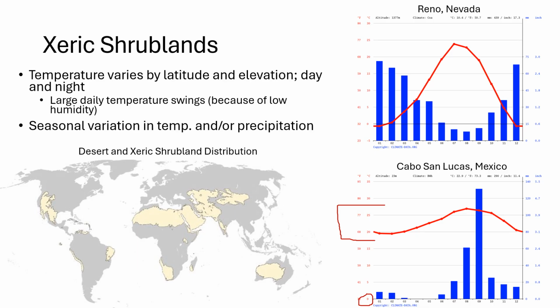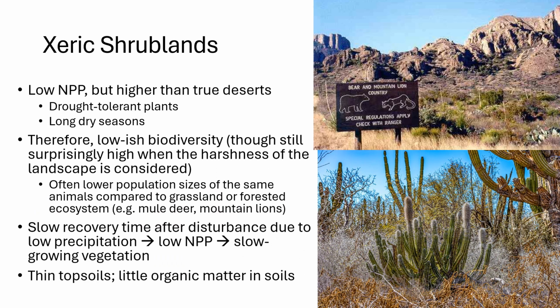We can contrast that with Reno, Nevada, where there is a pronounced summer and winter. It is temperate, still is xeric shrubland, still has a wet and dry season, but what I'm focusing on here is the temperature, and it does get below freezing on average throughout the winter. Okay, so the temperature can really vary, but there tends to be very low moisture. There is low net primary productivity in xeric shrublands, but there tends to be higher than in true deserts. That should make sense. Shrubs are larger plants, and they should be doing more photosynthesis than isolated grasses or cacti in a desert.